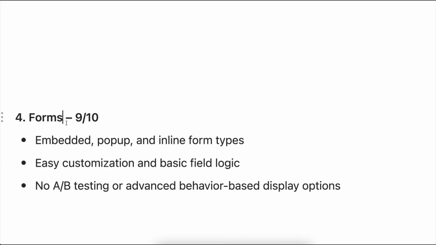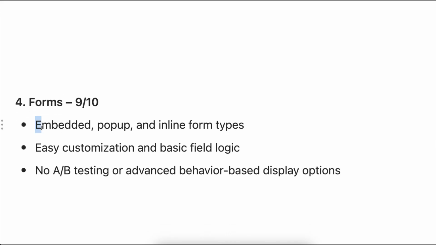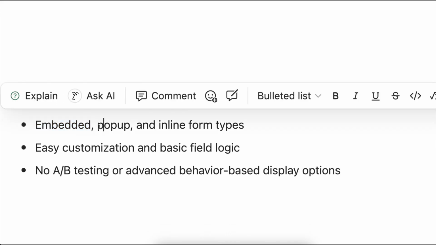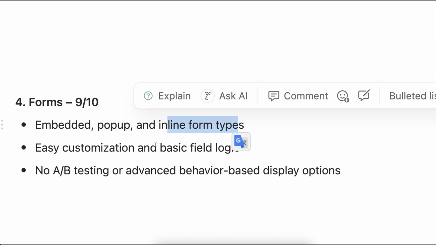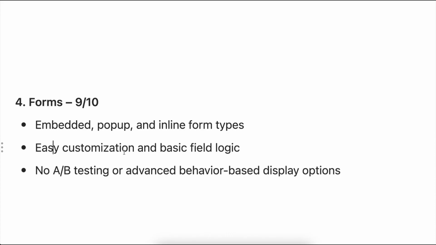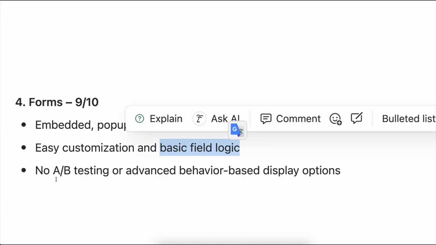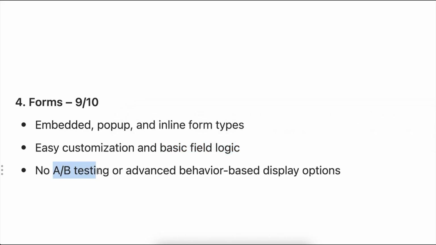When it comes to forms, you have all of the main stuff. You have the embeds, you can create different pop-ups, even gamified stuff, inline forms. It's very easy to customize, and you can customize quite a bit, add all of the different basic fields, and there is no A/B testing here. So if you want to A/B test it out, you're not going to have that option. But again, most email marketing softwares don't have that option, but in general, it's really good. It's a 9 out of 10.